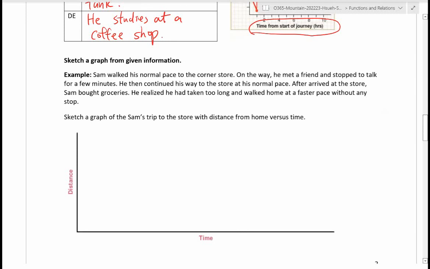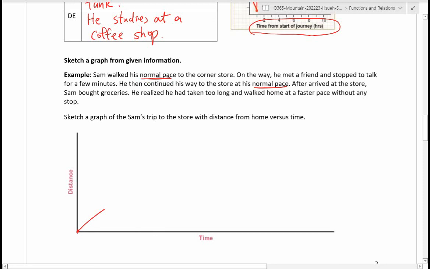Again, the y-axis represents the distance from home, and the x-axis represents the time. So he's going to start from home, right? That's where he starts. Now, the key here is normal pace. So let's just say his normal pace is this fast. He walked his normal pace to the corner store, and we're going to assume that he's just walking closer and closer to the corner store. He doesn't make a detour or anything like that.